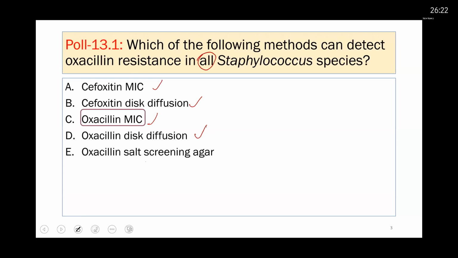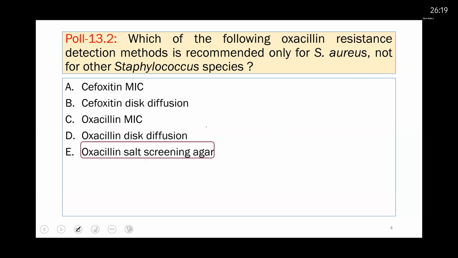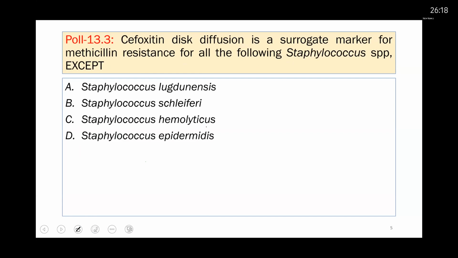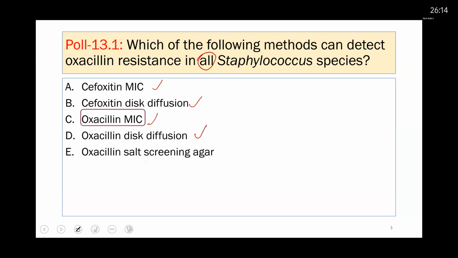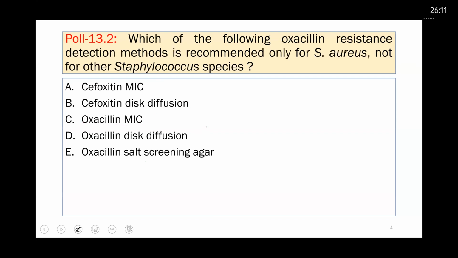We'll discuss why. Then the next question was, which of the following oxacillin resistance detection methods is recommended only for Staph aureus, not for other Staphylococcus species? The answer for this is oxacillin screen agar.